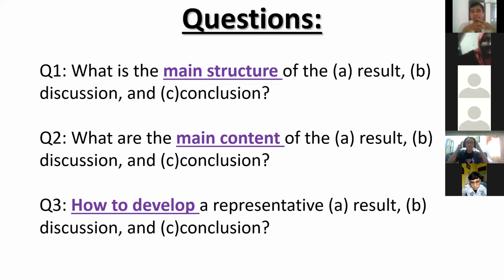The first is the main structures, the major structures of the results. What should we put in the results? And then discussions and conclusions. The second question is, what are the contents of the results, what are the contents of the discussions, and what are the contents of the conclusions? And the last question is how to develop representative results, discussions, and conclusions.